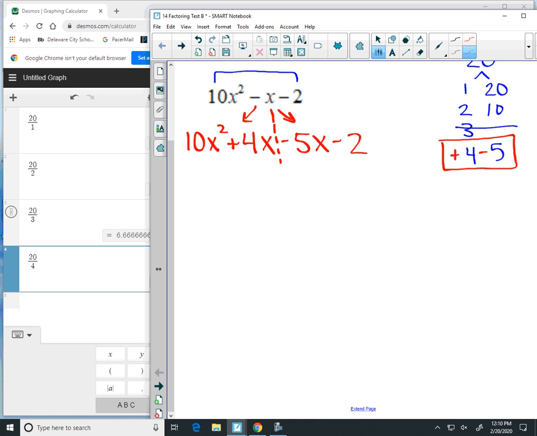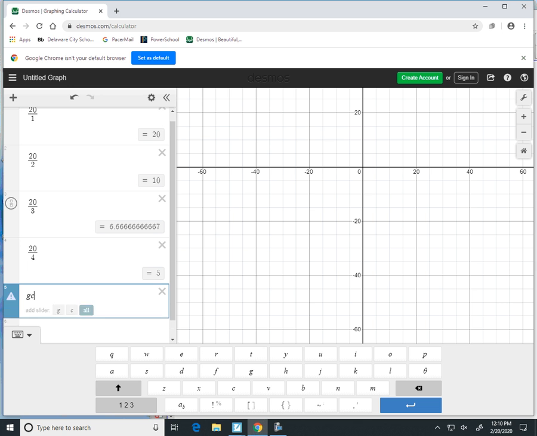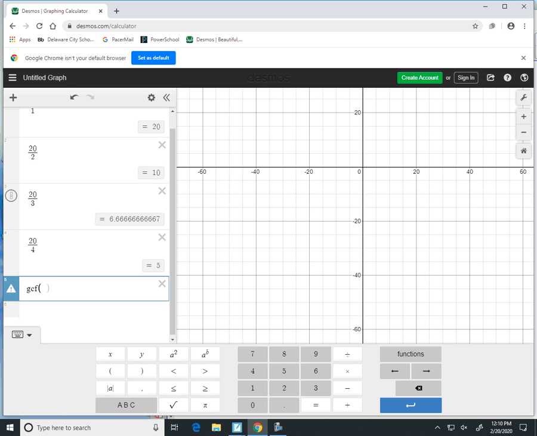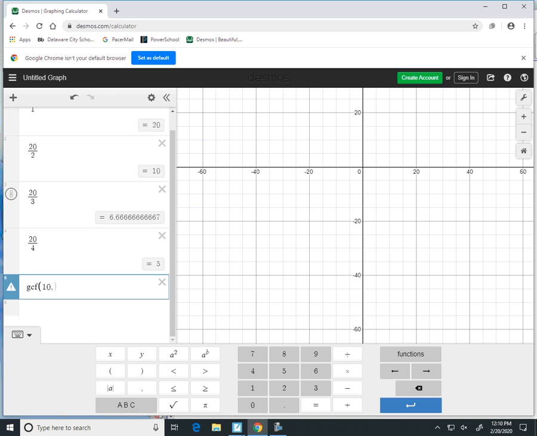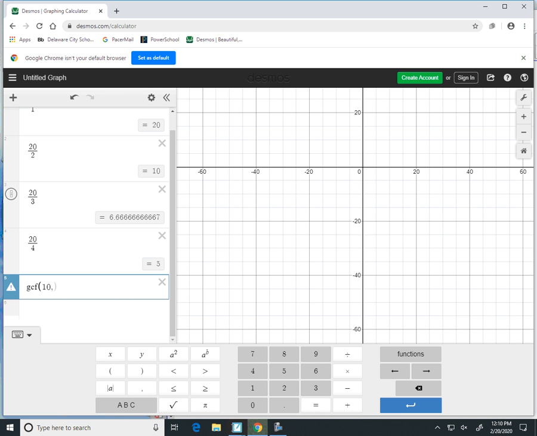This is called factor by grouping. But factor by grouping is just GCF. My first 2 terms, I can take out an x. If you're not sure what number to take out as well, use GCF in the calculator. Do GCF of 10 and 4. Let it help you. Don't get stuck because you're trying to do the math in your head. So we can take out a 2.